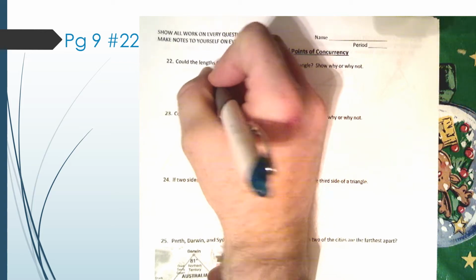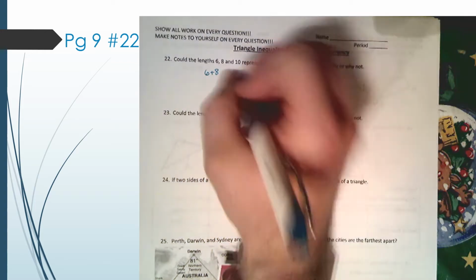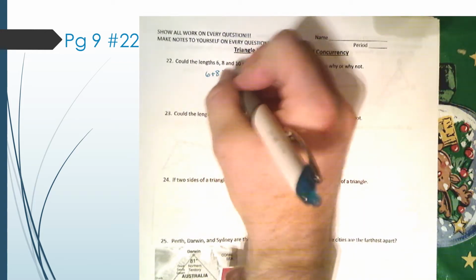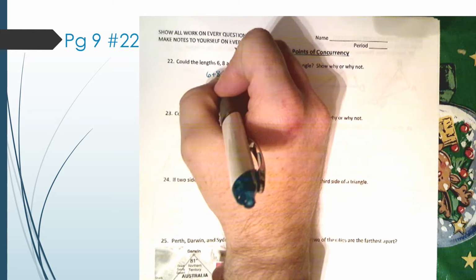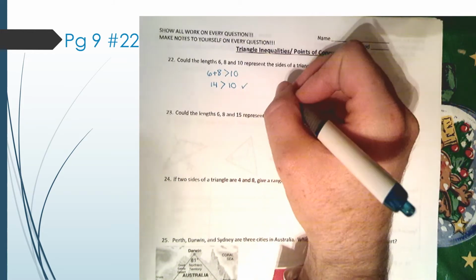So I'm going to have 6 plus 8, and that has to be greater than 10 in order to be a triangle. So 6 plus 8 is 14. 14 is greater than 10. So yes, this is a triangle.